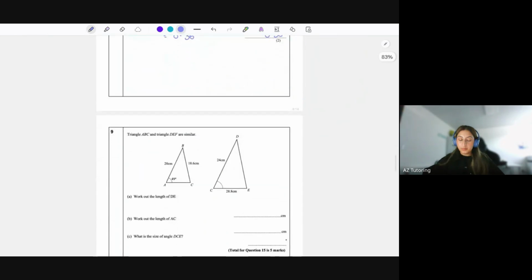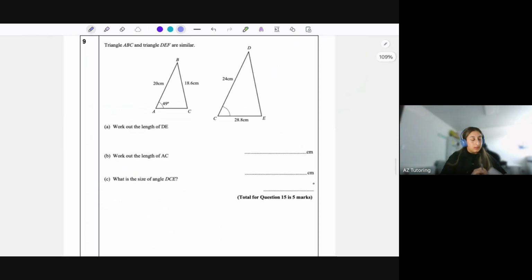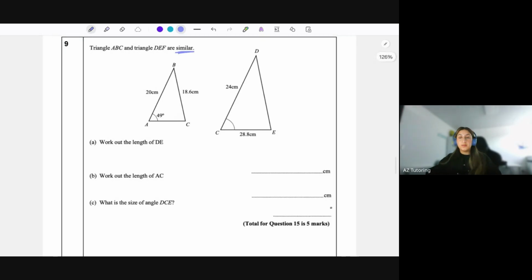So let's move on to the next question. Question 9 says triangle ABC and triangle DEF are similar, so it's to do with similar shapes. Work out the length of DE. So with similar shapes, it's important to remember the sides which are corresponding. So let's just say, for example, this side is corresponding to this side. So they're the same sides.